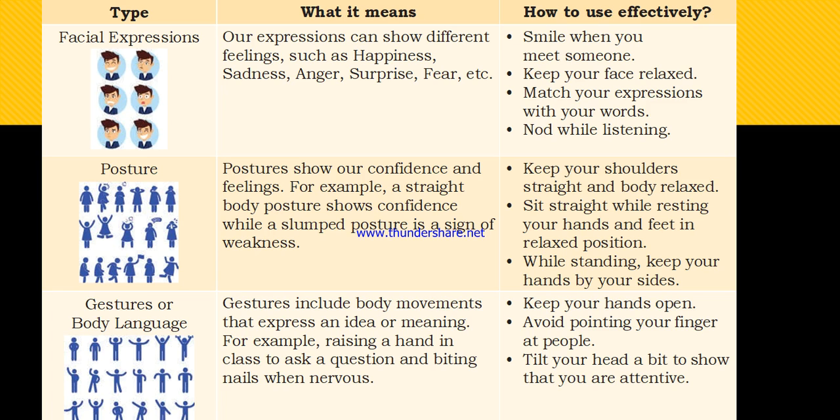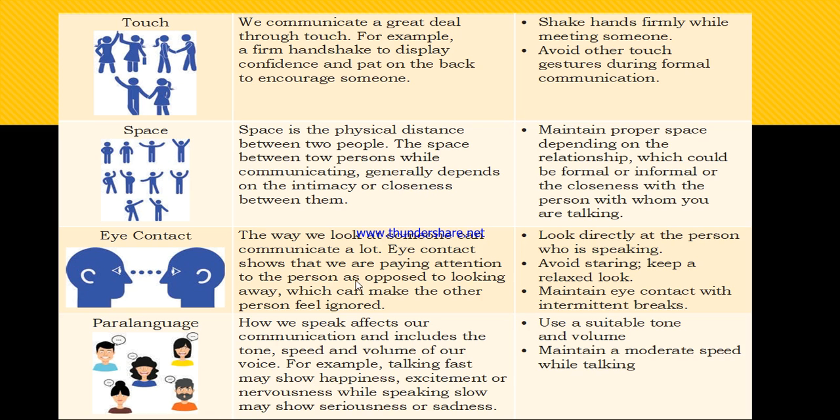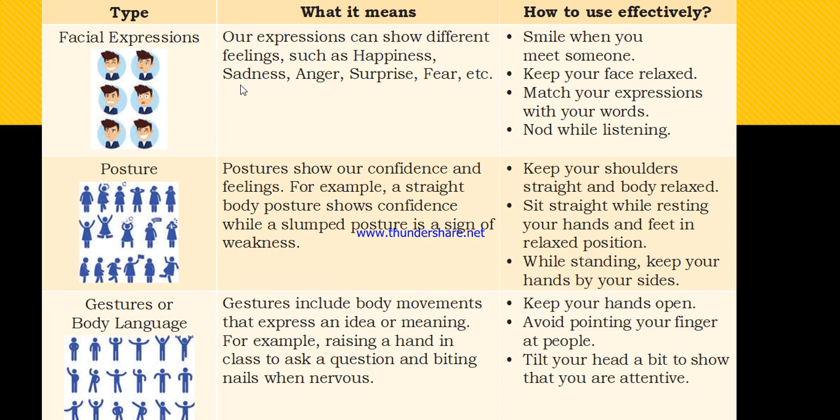Facial expression. Our expressions can show different feelings such as happiness, sadness, anger, surprise, fear, etc. You may smile when you are happy. Your face changes when you are sad or angry and even for surprise. So that is facial expressions. Posture. Postures are different. It shows our confidence and feelings. For example, a straight body posture shows confidence while a slumped posture is a sign of weakness.